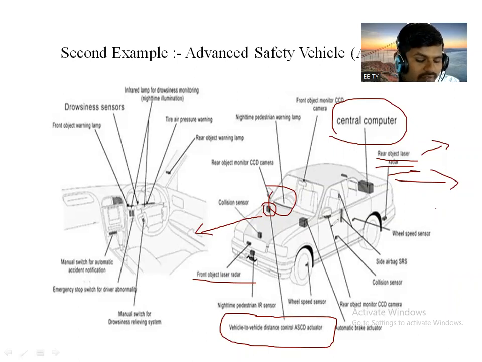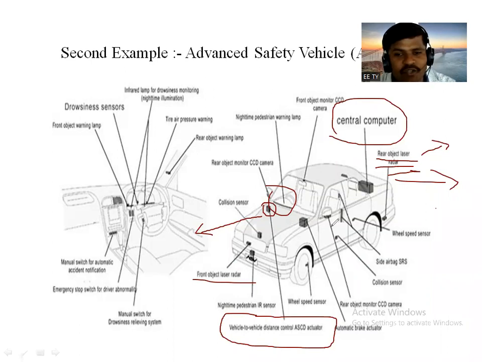So having multiple sensors, multiple actuators, and some warning signals are part of the advanced safety vehicle, right? Again, for all other safety points of view, car door monitoring is also included in that. Okay, so this is available in the basic car, or normal car, and this is available in the advanced car.